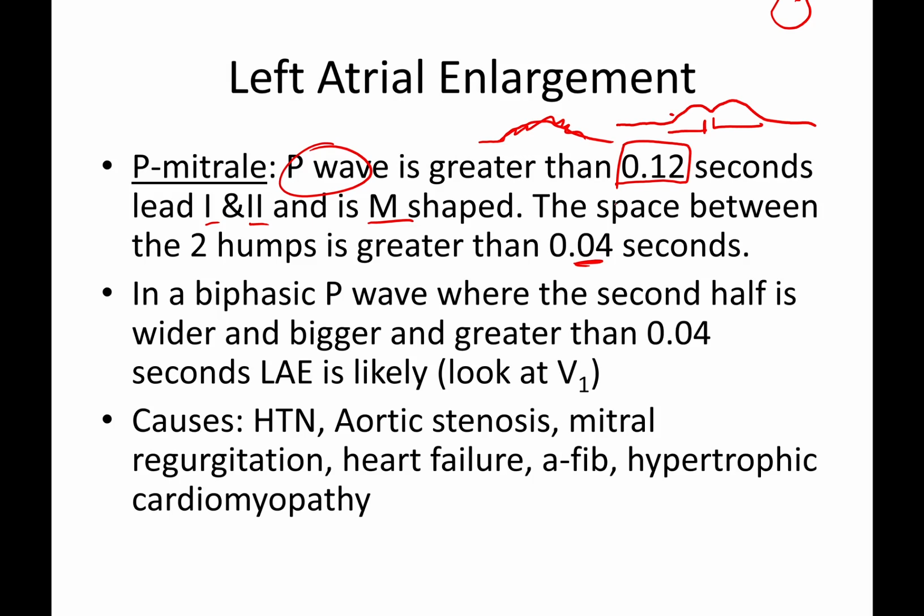But that's part one. Second part, biphasic P wave, where the second half is wider and bigger and greater than 0.04. And V1 is great for that. And that's where you have the tiny little bit and the really wide. So it's greater than 0.04. It's wider than the first half and all that good jazz. So again, what are going to be your causes? Well, it's going to be anything that you would expect to cause any backup on the left half of the heart.